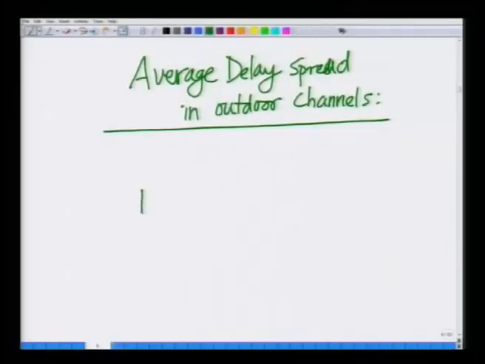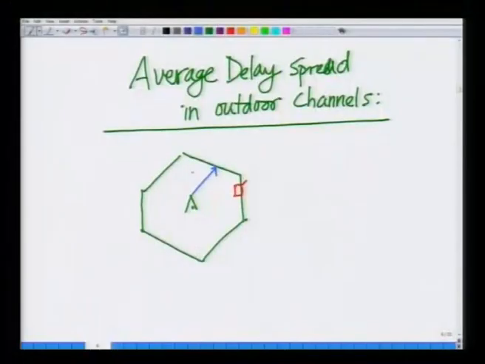Let us consider a typical cell with a base station somewhere in the center and a mobile somewhere at the edge of the cell. We know that the typical cell radius is around 3 to 4 to 5 kilometers, sometimes 10 kilometers. All right, let us call it around 2 kilometers.